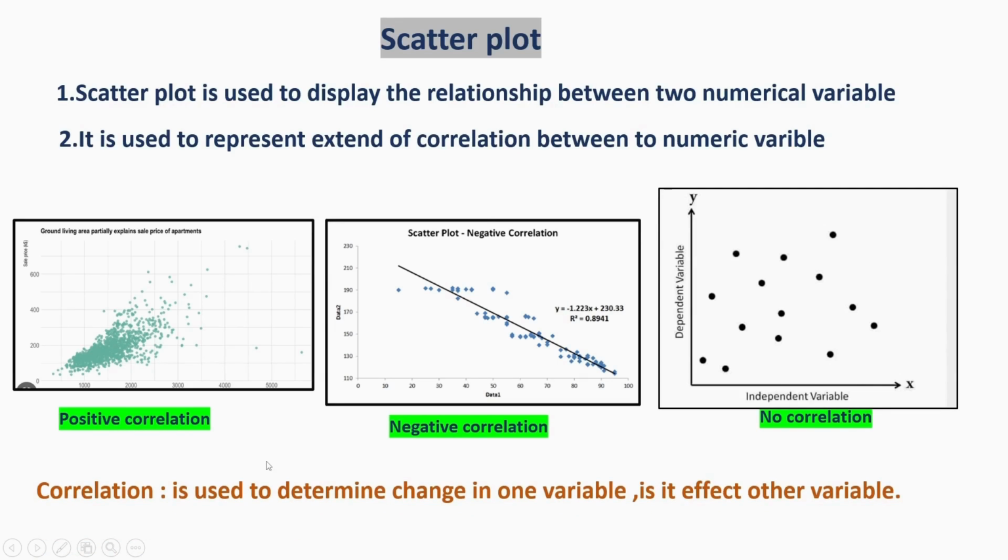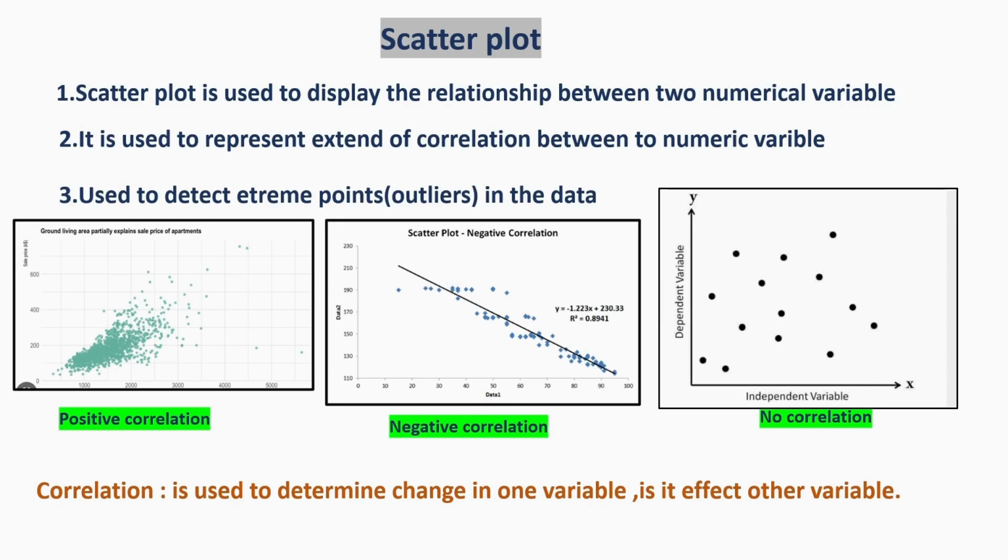Correlation is used to determine whether a change in one variable affects the other variable or not. Let's say one country is investing more in healthcare, that means that country's life expectancy also increases. That is positively correlated. Negatively correlated is height. With increasing height from sea level, temperature decreases. That is negatively correlated.